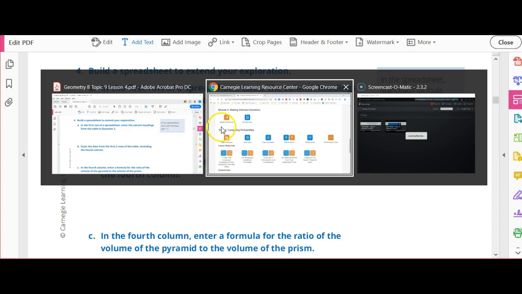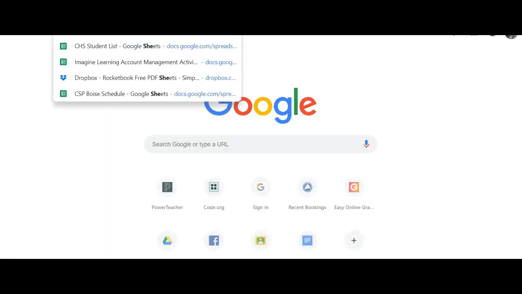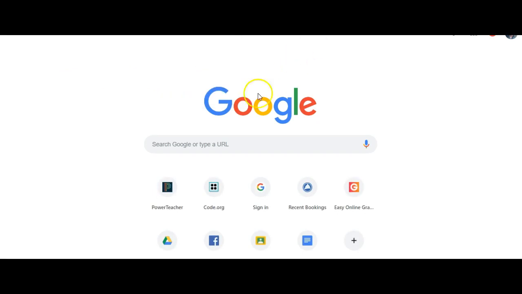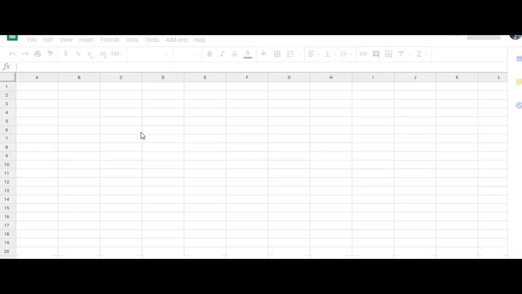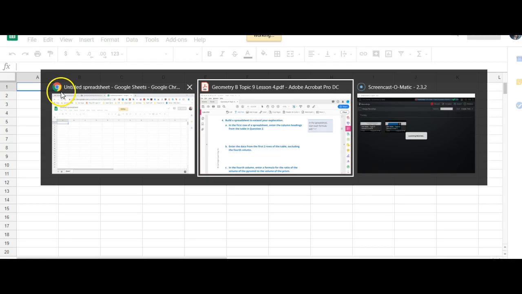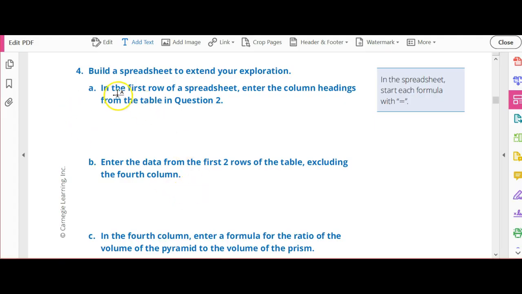So let me see if I can get a spreadsheet up over here. So we'll go to Sheets, and just make sure you see how this works. We're going to try and do this here. Okay, I'll just get a new blank spreadsheet going here. And they want us to, well, it's loading real quick. We're going to, in the first row, enter the column headings.